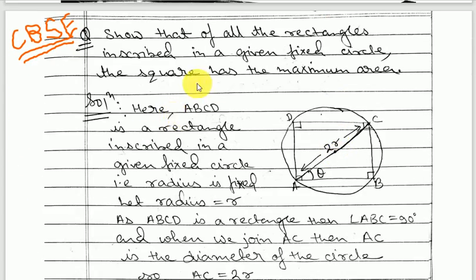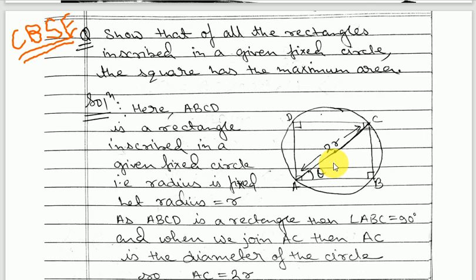Now the last question: show that of all the rectangles inscribed in a given fixed circle, the square has a maximum area. So here, in a fixed circle, if you have been given a circle of a fixed radius and you draw a rectangle of maximum area, then that rectangle will be a square. So here we are talking about the maximum area of a rectangle, and we have to write the area of the rectangle in terms of a single variable.